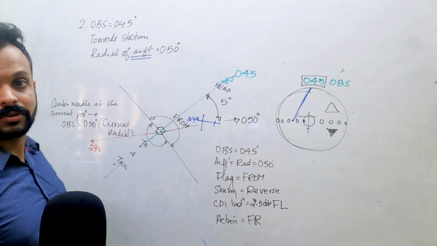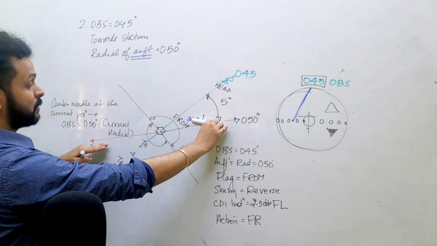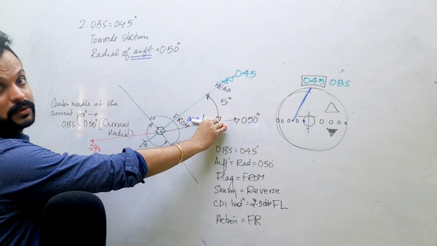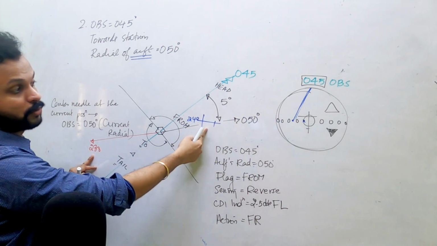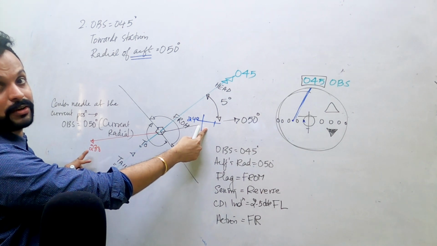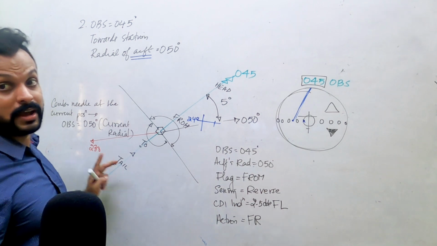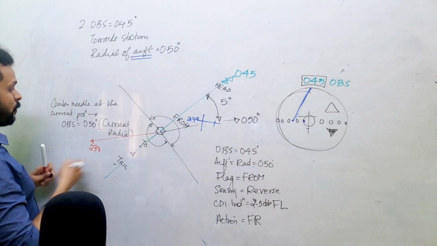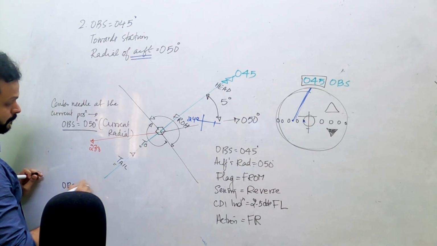When you OBS 230, you are still on the radial. This time you are on the tail side of 230. You are on the head of 050 and on the tail of 230, and therefore it doesn't matter if you OBS 050 or 230, it's going to center the radial. So I can OBS 050 and I can also OBS 230.